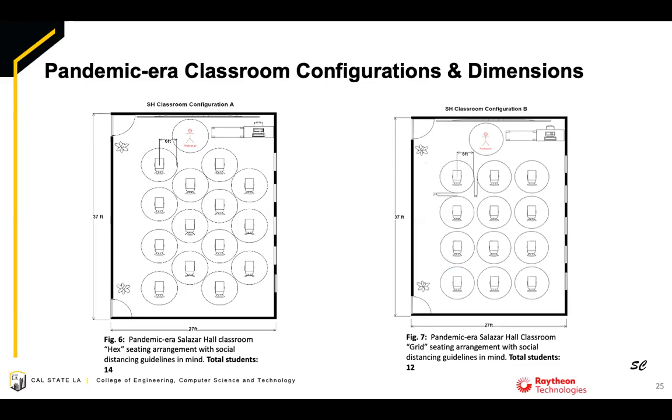Thank you, Sebastian. So for our pandemic era classroom configurations, the dimensions stay the same. For our configuration A, it uses a hex seating arrangement, so it kind of looks like a honeycomb. And this allows for a 6-foot radius between each student. The occupancy allows for 14 students and 1 instructor. Configuration B uses a more traditional grid seating arrangement that allows students to be 7 feet apart from the other students.